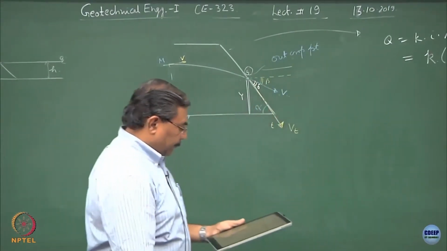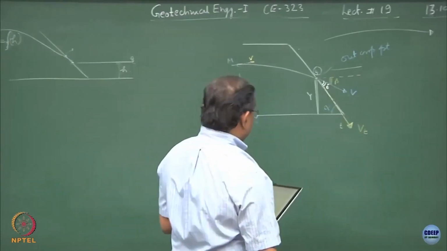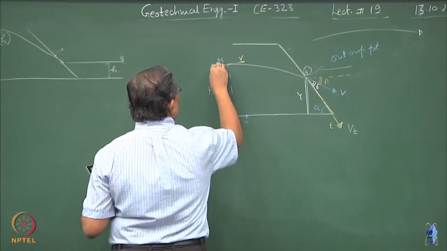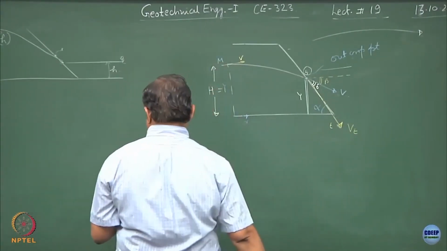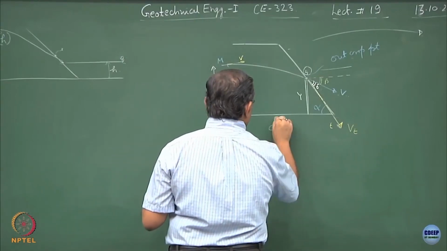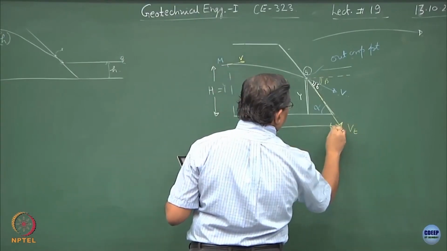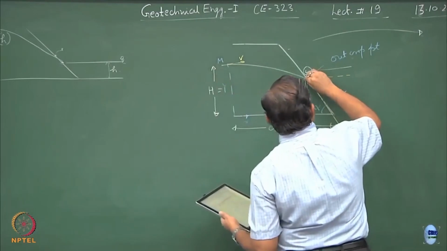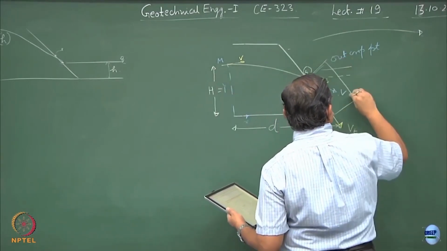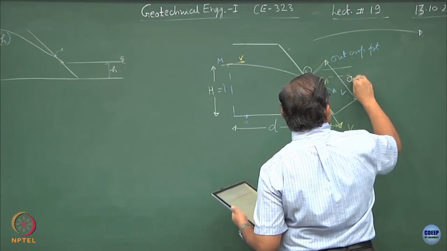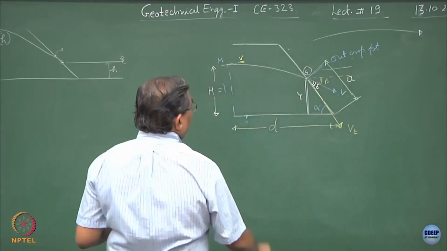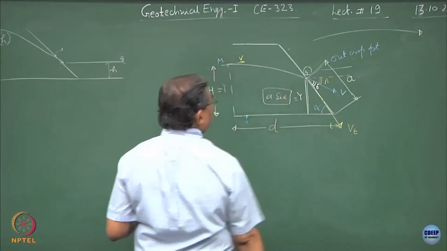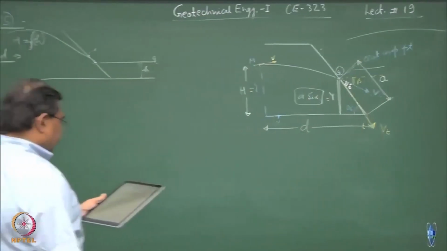Solve this expression in such a manner that if this Y is equal to H, capital H, and say this distance is D, and this outcrop distance is A, this Y will become A sin alpha. Can I show?